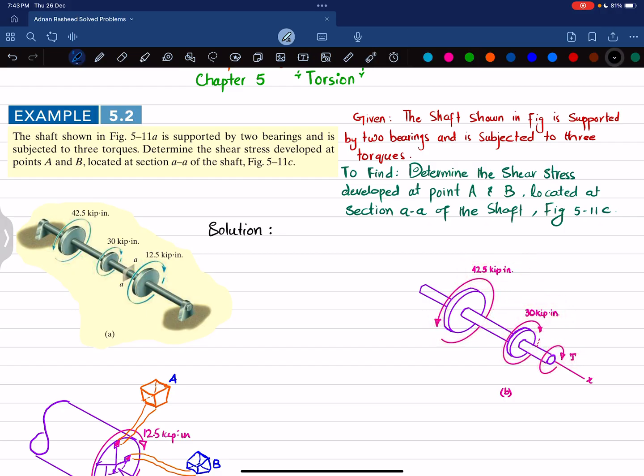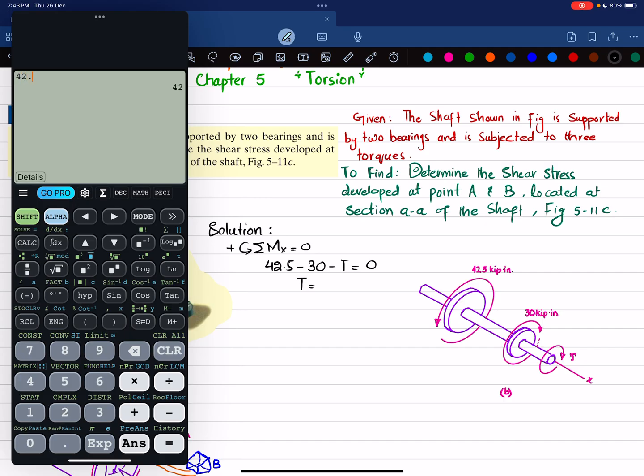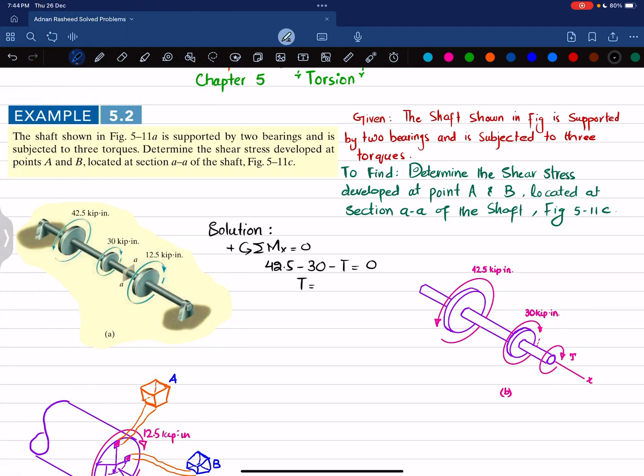So we will apply the moment equation: the sum of all moments about the x axis is equal to 0, taking the counterclockwise moment as positive. The first torque is counterclockwise, so 42.5. The second one is minus 30, and minus T is equal to 0. So from this, T is equal to 42.5 minus 30, which is 12.5. The unit will be kip-inch. Now you have this torque.